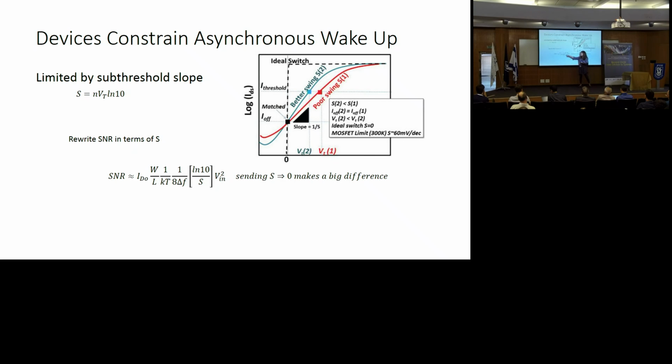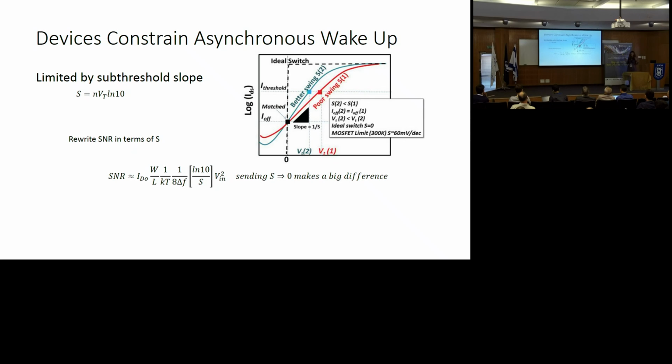I see now that my SNR is a function of the VN, again, but also a function of 1 over S. So if I can send that S to 0, I can actually get very, very good SNR with very, very small VN. It's kind of logical, but this is the mathematics behind that.